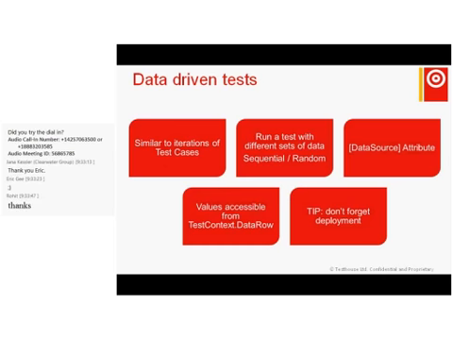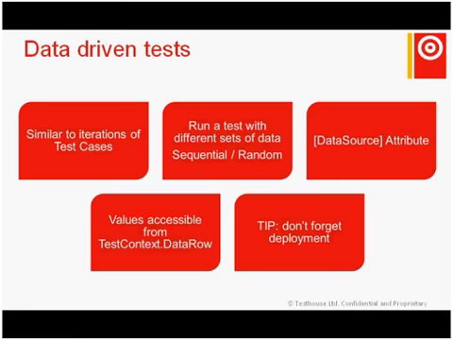So data driving is about running one test with many different sets of values, and we can run these sequentially or in random order. The data is provided or linked to the test cases by the data source attribute, which we specify in our source code. And having linked up the data source, we then get values out of this data source via the test context class, which has a data row field.